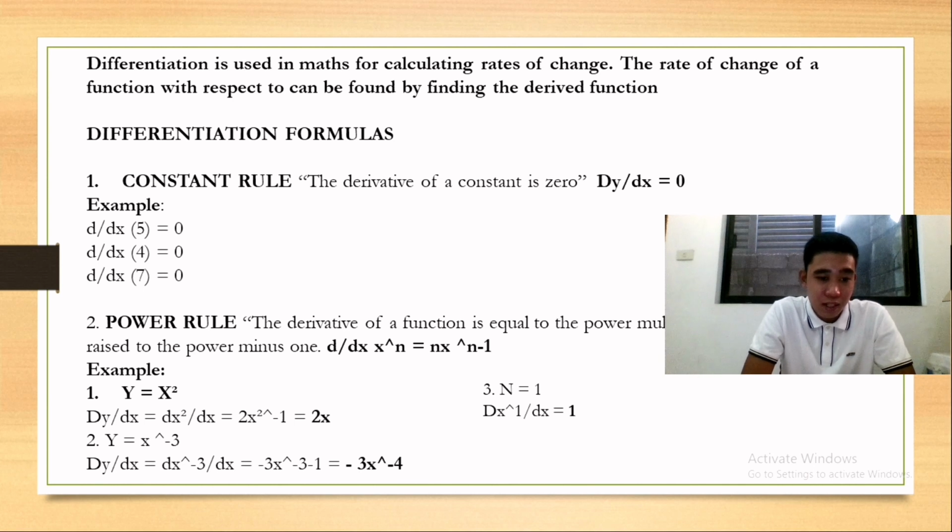Example 2: y equals x to the negative 3. dy over dx equals d of x to the negative 3 over dx equals negative 3x to the negative 3 minus 1. Laging babawasan yung exponent ng 1. Kaya ang magiging sagot ay negative 3x to the negative 4. Pag n equals 1, dx over dx equals 1.